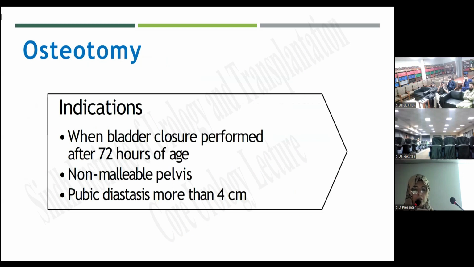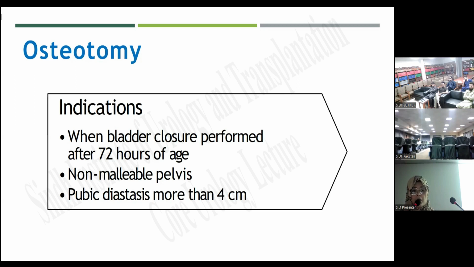As told by Dr. Daniel earlier, osteotomy is needed when the bladder repair is done after 72 hours of age, because of the hormonal association, relaxin, that I've already told. So the osteotomy is performed either prior to the primary closure or at the time of the primary closure of the reconstructive procedures.